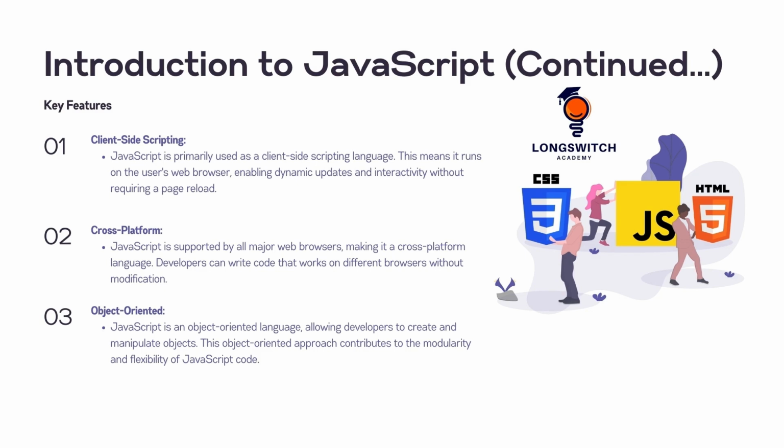The first key feature of JavaScript is client-side scripting. During the introduction, I had highlighted that JavaScript is a client-side scripting language, meaning that JavaScript executes code directly in the user's web browser.